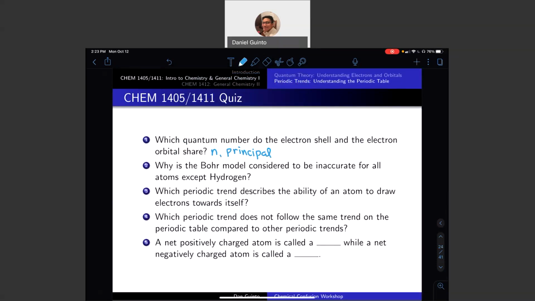Number 2: why is the Bohr model considered to be inaccurate for all atoms except hydrogen? The first reason is because of the p, d, and f orbitals and their shapes. Second is the Heisenberg uncertainty principle.